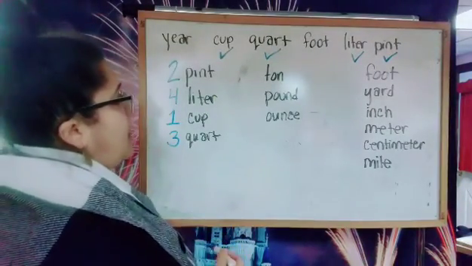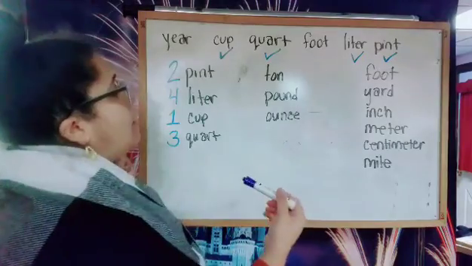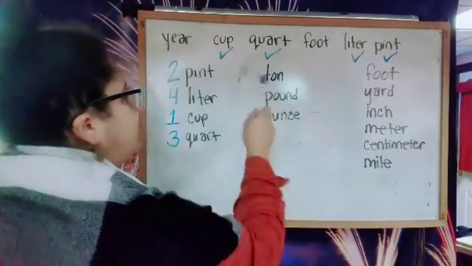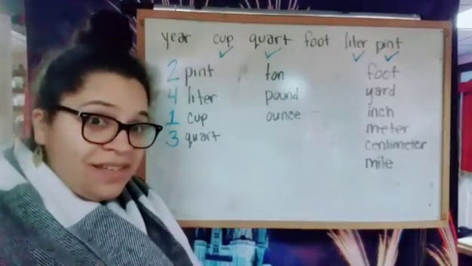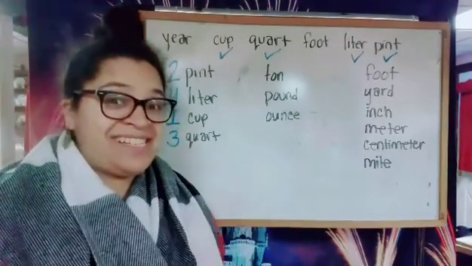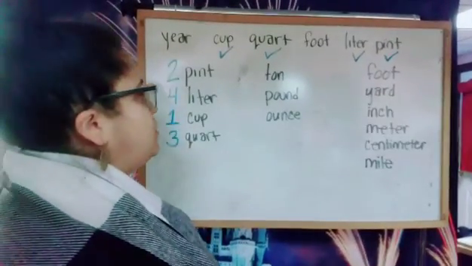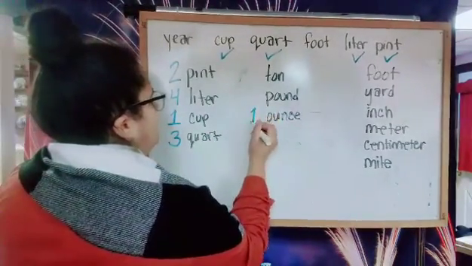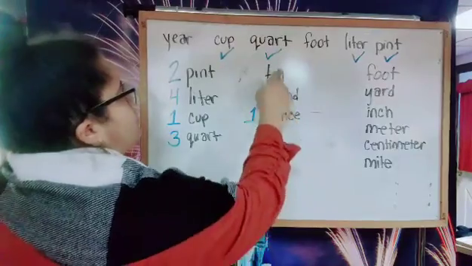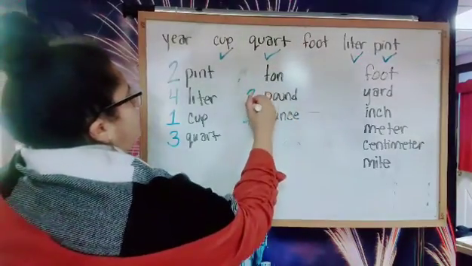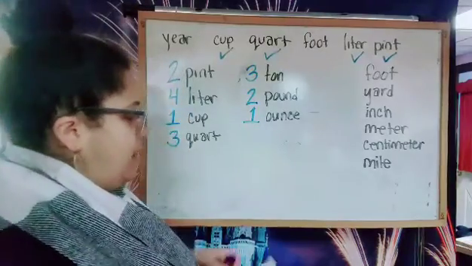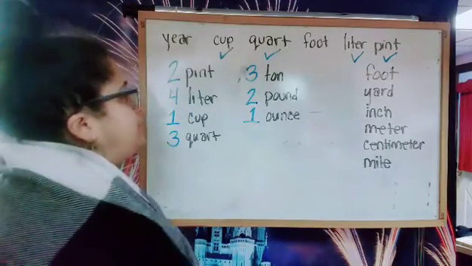We're looking at these units of weight: ton, pound, and ounce. We know that a ton is 2,000 pounds, and we know that a pound is 16 ounces. So which one's the smallest unit going to be? If you said ounce, you were right. Now what's next? Pound or ton? Pound is 2, ton is the biggest. Good job.